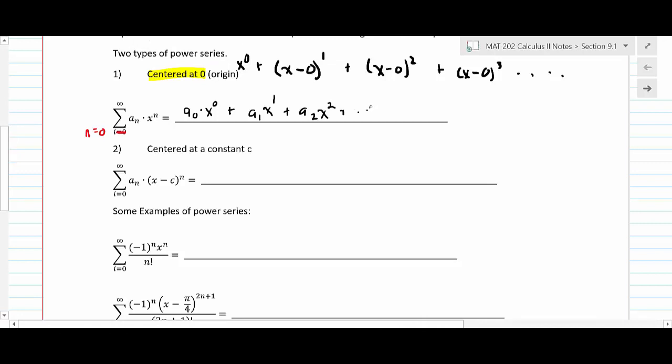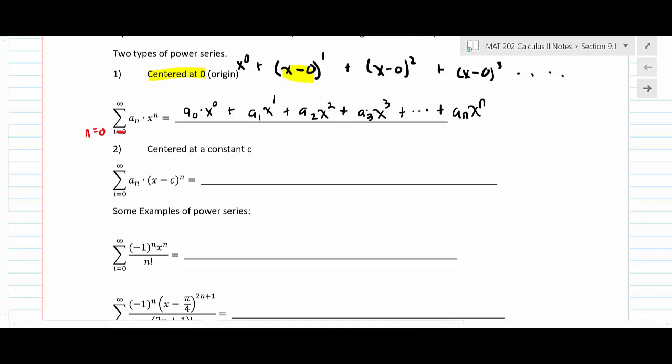Okay, so that's a sub 2, x to the second. Then let's do one more: a sub 3, x to the third. Then it just goes on and on forever, and a sub n, x to the n, like that. So that's a typical power series. If I say centered at the origin, that just means you have x minus 0, so you just have powers of x.